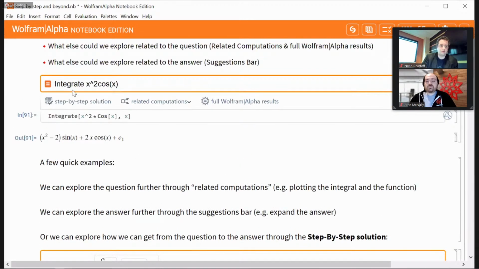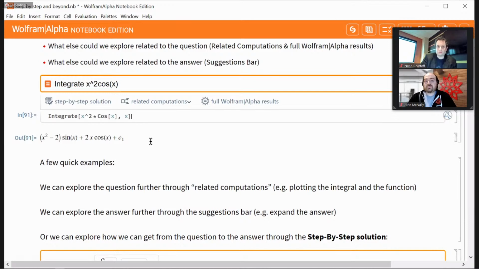So here's integrate x squared times cosine of x. Those of you who have studied calculus will know that this is a doable but annoying integral. And you could just put that into the program in natural language. It'll translate it into code. It'll give you an answer.